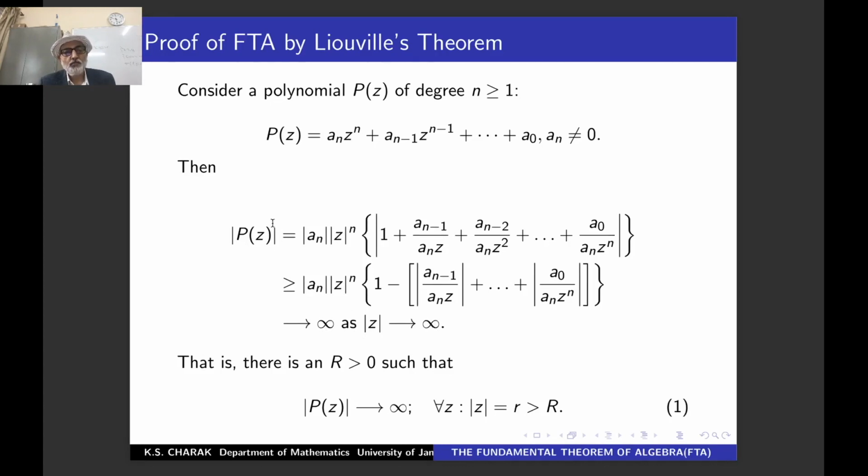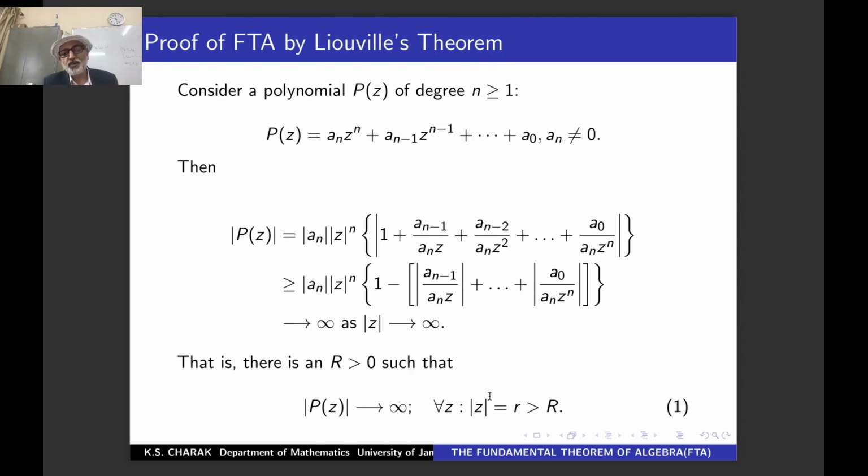So that means modulus of p(z), when p is a polynomial of degree n greater than or equal to 1, has modulus which is tending to infinity as mod z tends to infinity. So what does it mean? That means when mod z is arbitrarily large, then modulus of p(z) is also arbitrarily large. So there is an r greater than 0 such that this tends to infinity for all z such that mod z is bigger than r.